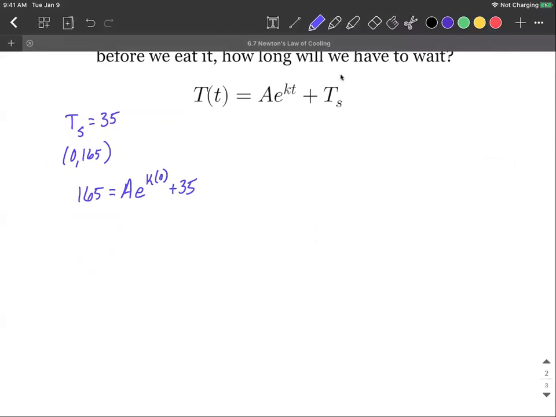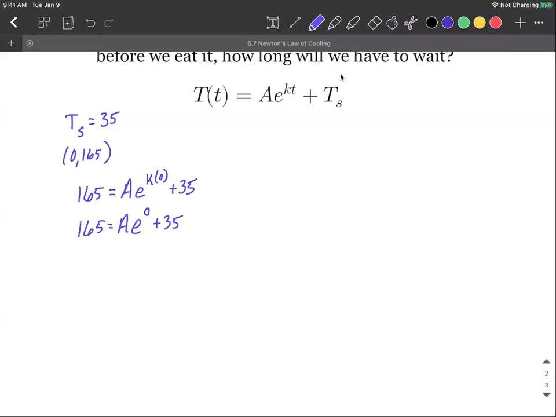So now it does kind of feel like we have two unknowns. We don't know A, we don't know K, but look, because we have 0 being multiplied by K, that's just going to become 0. So we have 165 equals A, e raised to the 0 power plus 35, and we only have one unknown. We don't know what A is because E is a number.